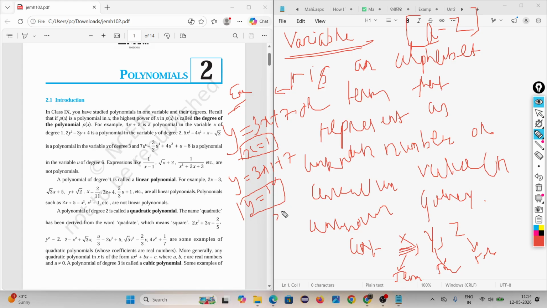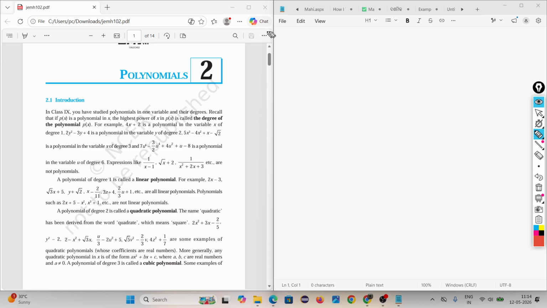When x equals 2, then the value of y equals 13. Look, the value is varying now. Here the y value is not fixed; based on the x value, it is varying. That is the definition: it is an alphabet or term that represents an unknown number or unknown value or unknown quantity. The simple meaning is that its value is not fixed, and we are taking a variable from the English alphabet.